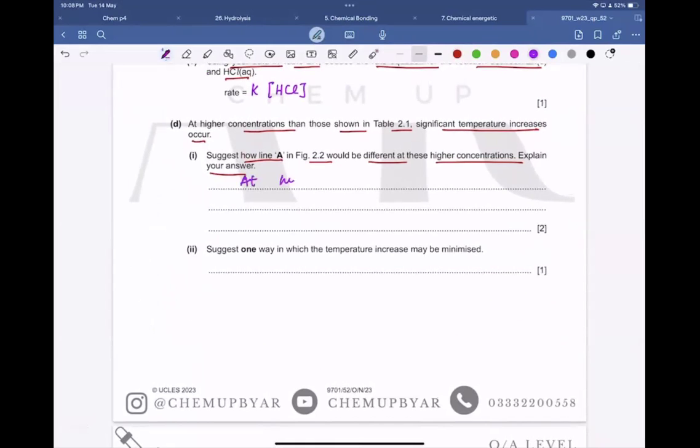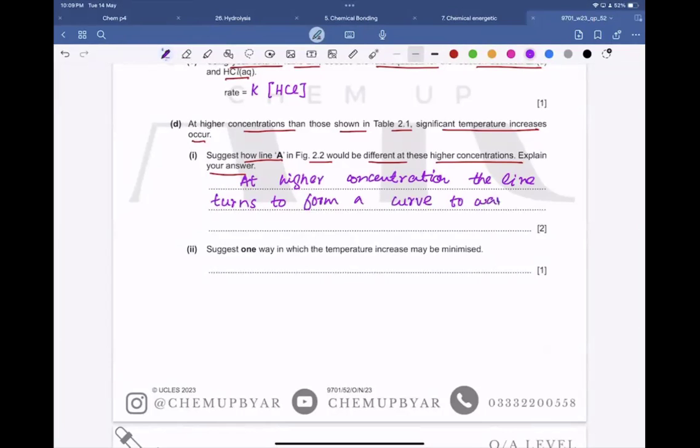So at higher concentration, the line turns to form a curve upward as the rate increases due to temperature increase. Is this clear?